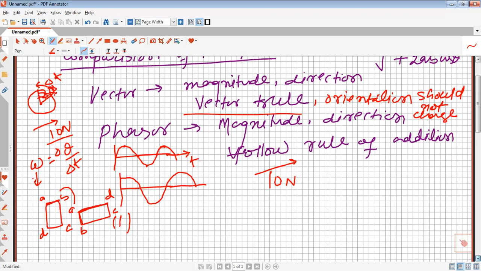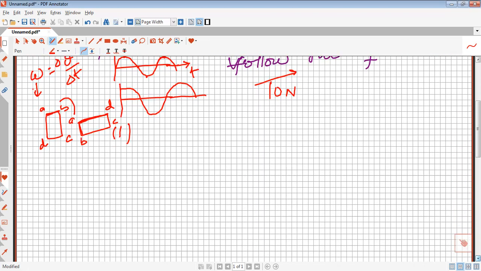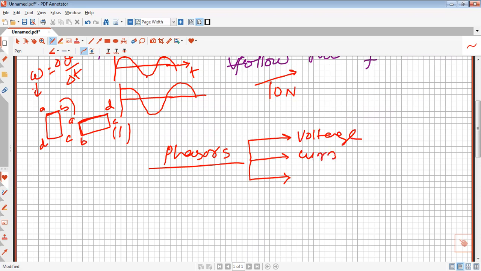Now we will see what the conditions are under which two phasors can be compared. First of all, we should understand what type of phasors we are using. In basic electrical engineering, we are using three things only. It may be voltage, it may be current, or it may be flux. So these three will be represented on a phasor diagram.